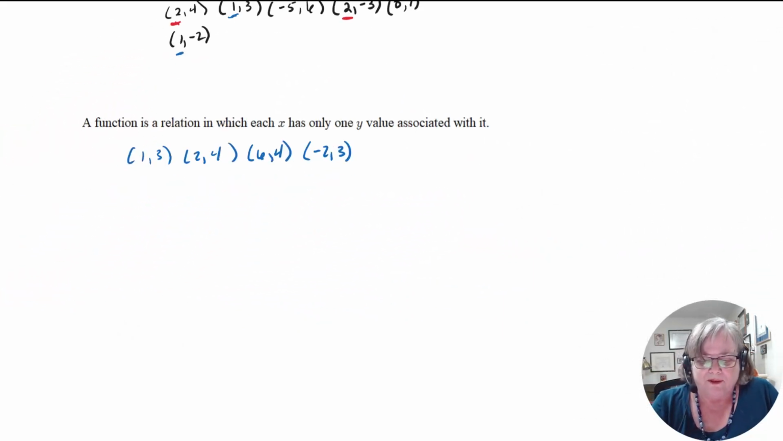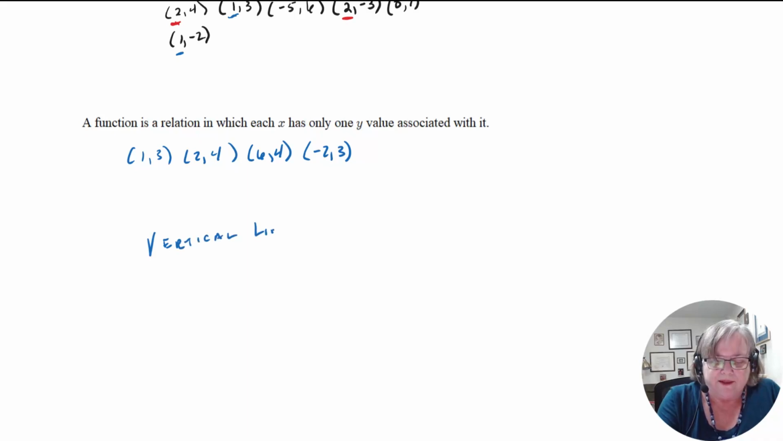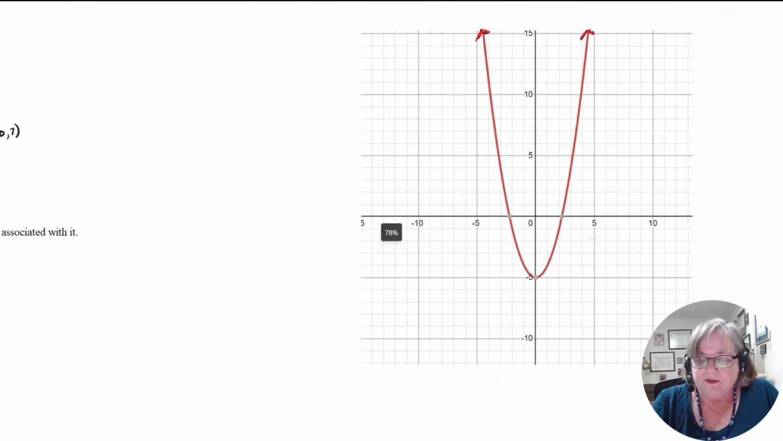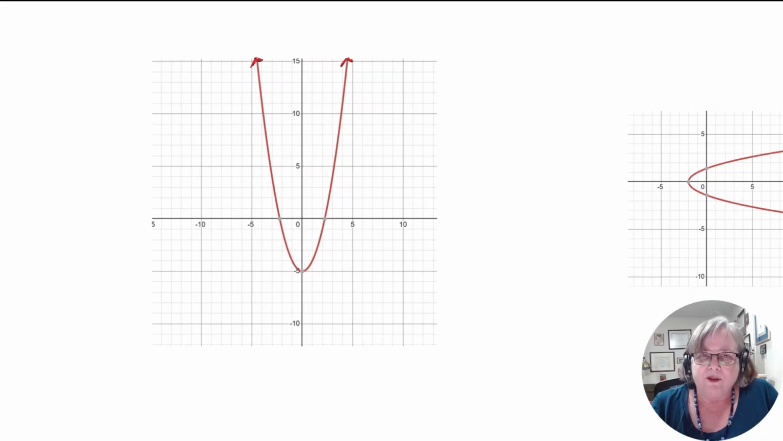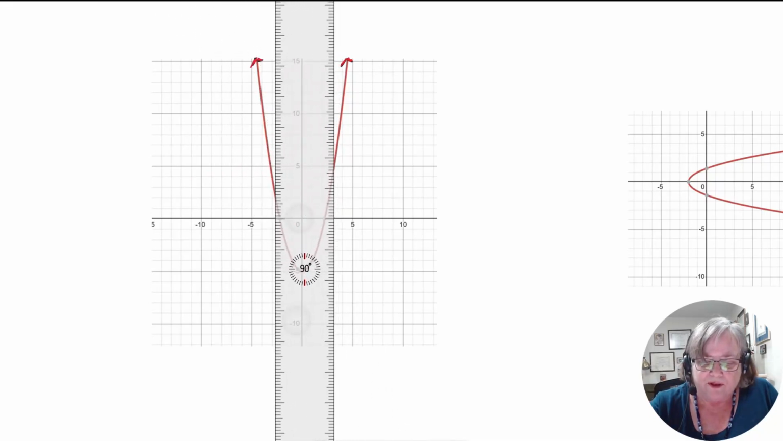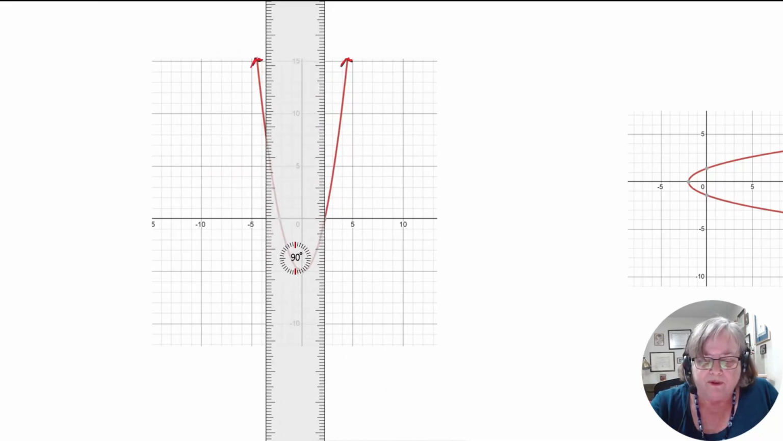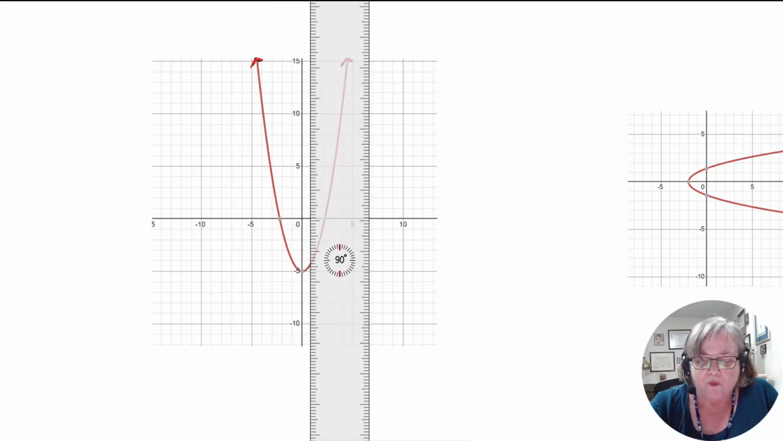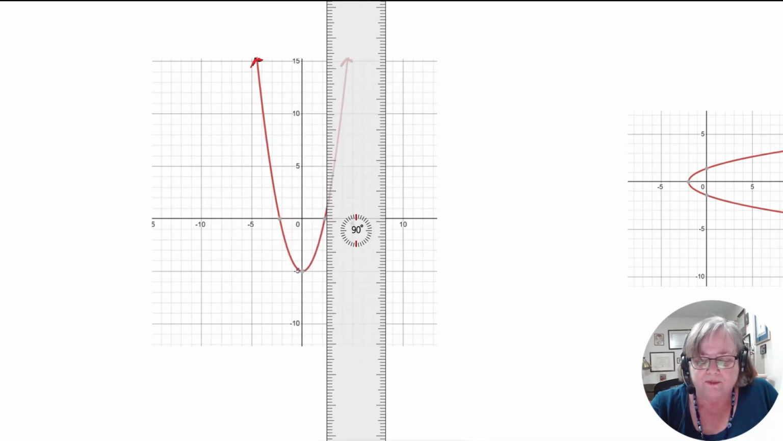So they came up with what's called the vertical line test if you have a graph, right? And it says if you have a drawing and if you can take a vertical line and pass it over this graph and have just one intersection point. So if you look and look at the edge of this ruler, that would be vertical. And as you pass it, you only see one point being intersected by the ruler.